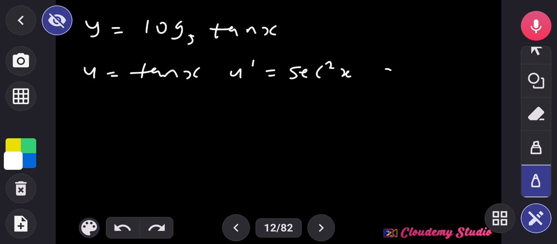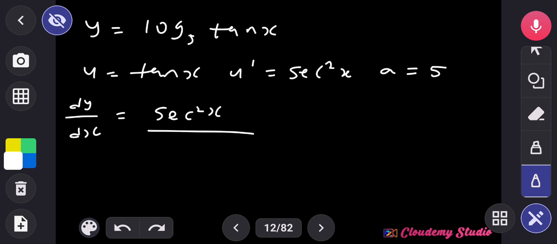And our a is going to be 5. So our dy upon dx is going to be u prime, which is sec squared x, divided by u, which is tan x, then a ln of 5. And this is our answer for this particular one. You can just put this one inside brackets to be safe.